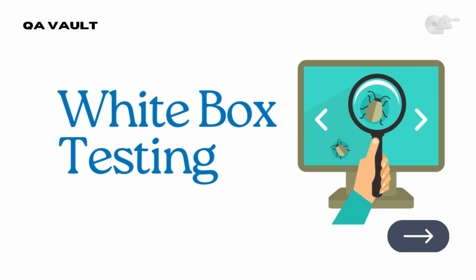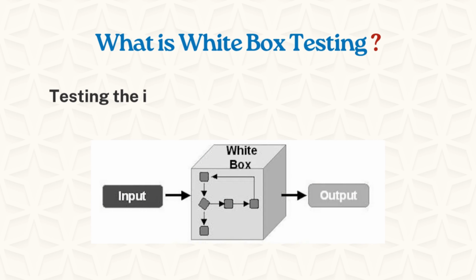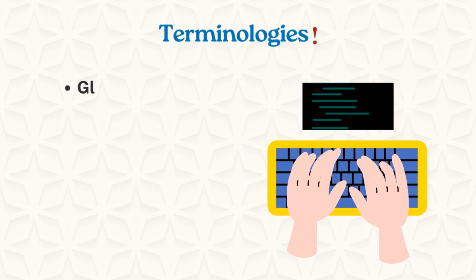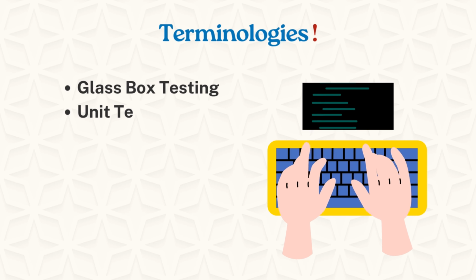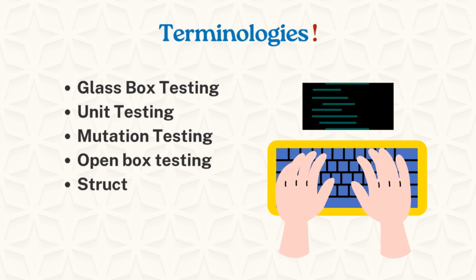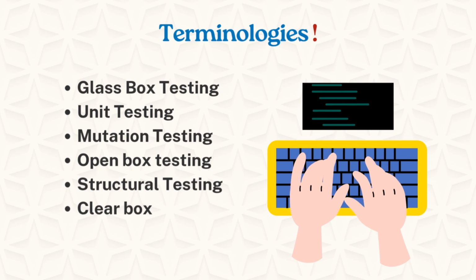In this video, let's understand what white box testing is and explore its different types. White box testing is a testing technique where we test the internal logic, code structure, and flow of the program. It's also known as glass box testing, unit testing, mutation testing, open box testing, structural testing, or clear box testing.